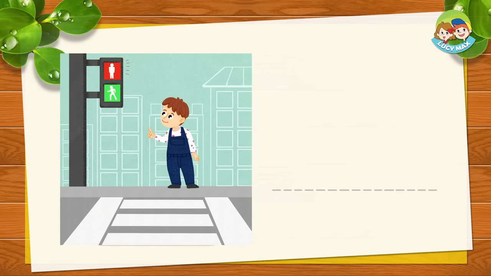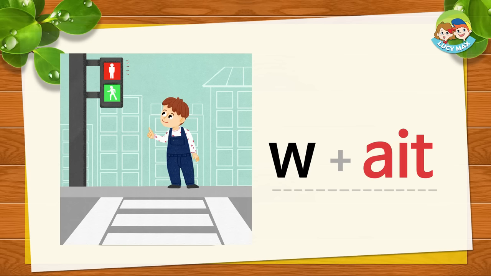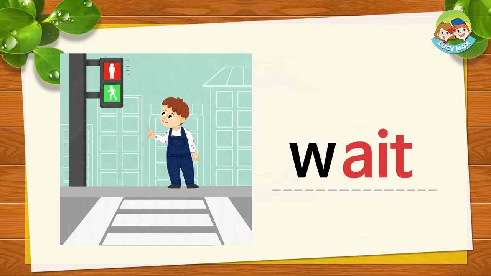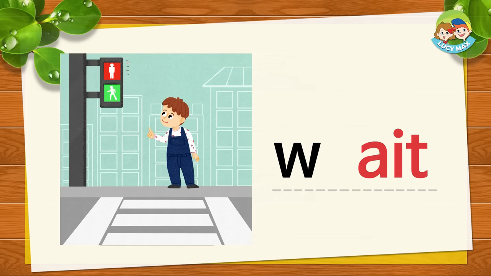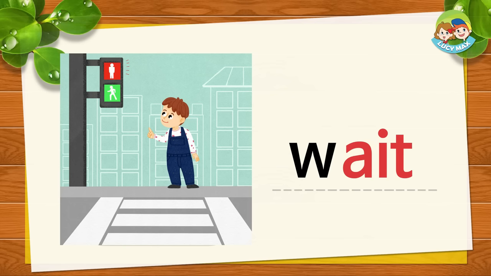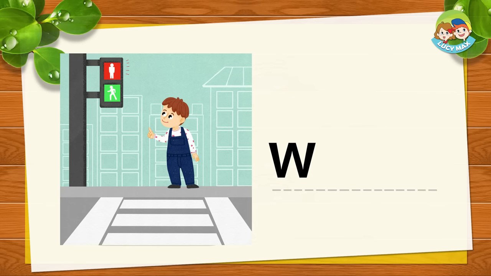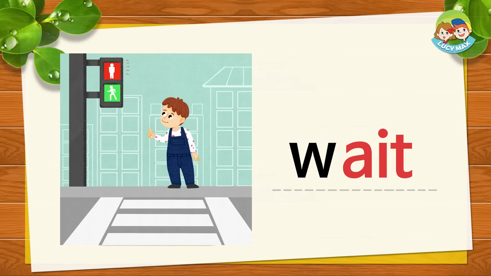The next picture is wait. Wait means to stop for a short time. In this picture, the boy waits for a green light. W and 8 together is wait. W, 8, wait. Now you try. Nice.